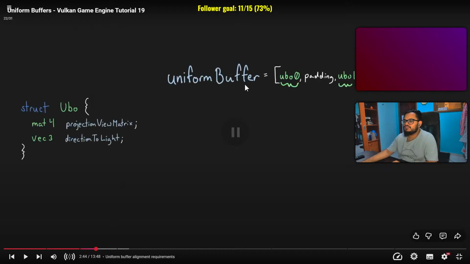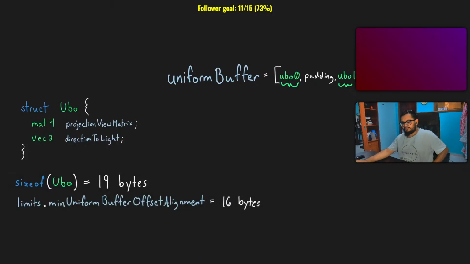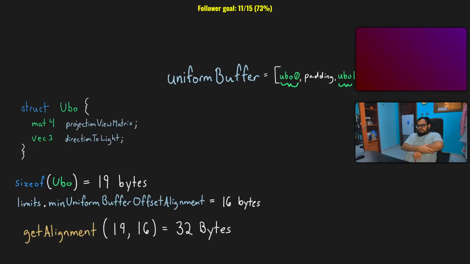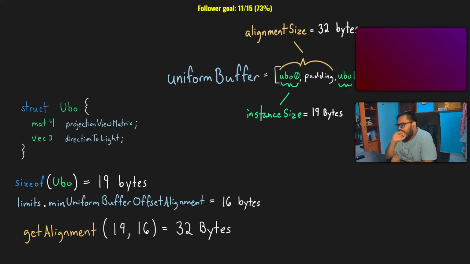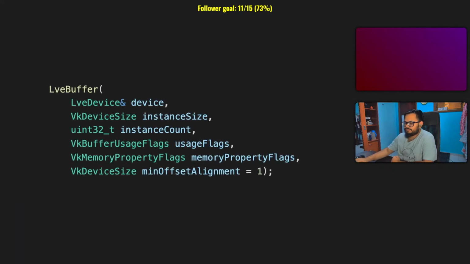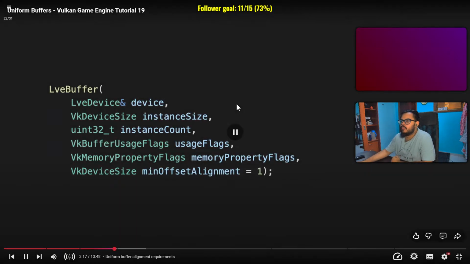So for example, if an instance of a uniform buffer object is 19 bytes, and the minimum offset alignment for uniforms is 16 bytes for your device, then to pack multiple uniforms into a single buffer object, we need to have an additional 13 bytes of padding. So in that case, the instance size will be 19 bytes, and the alignment size will be 32 bytes, the smallest integer multiple of 16 that fits an instance. Vertex and index buffers do not have an alignment requirement, so we can use the default value of 1, but for objects like storage and uniform buffers, this is required to be properly set.